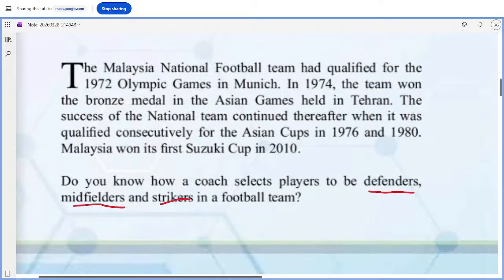May I know? Nothing to do with maths, guys. Logic, common sense. How do you guys decide? Based on what, actually? Who gets the defender, midfielder, and striker role? How to decide? Based on what? Yes, skill and capability.